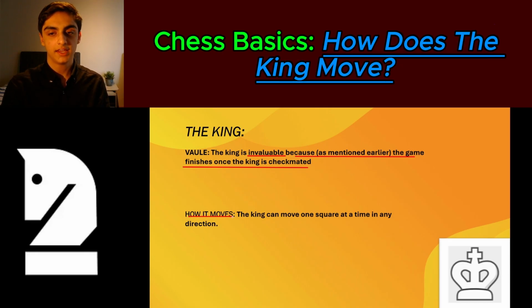So how does the king move? The king can move one square at a time in any direction. So already we can tell that when they say one square at a time, that means that it can't move very far. So let's see on a board how that would look.